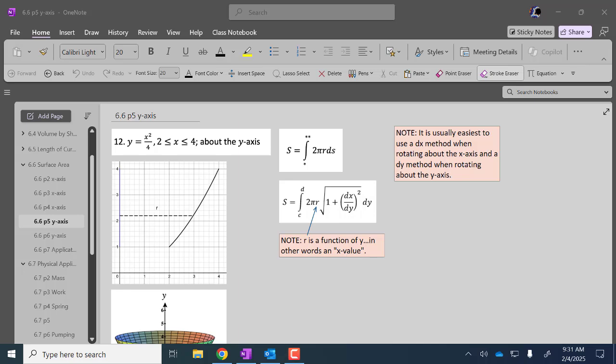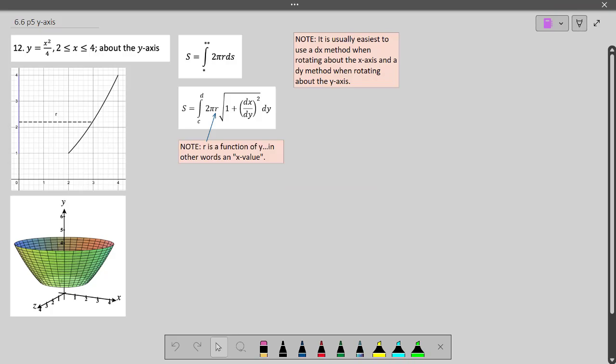Slides of surface area. And this next example is a rotation about the y-axis. The way I think is best to approach these surface areas where we're dealing with rotation is right over here. I think it's easiest if you're rotating around the x-axis to use a dx. So if you're rotating around x, you're thinking of dx. And if you're rotating around the y-axis, think of dy.